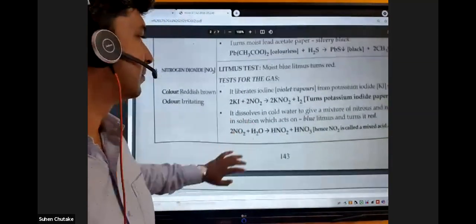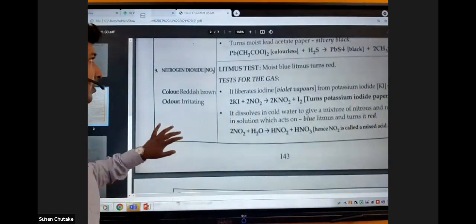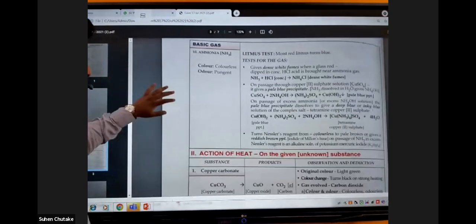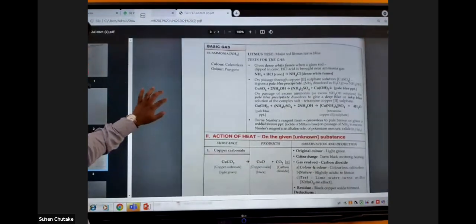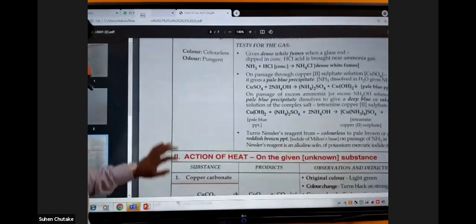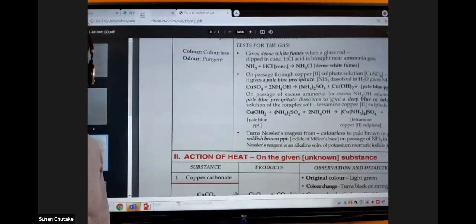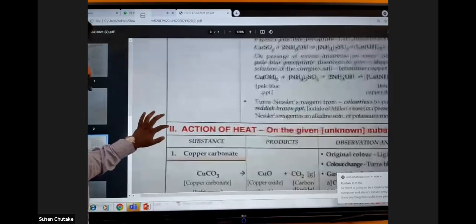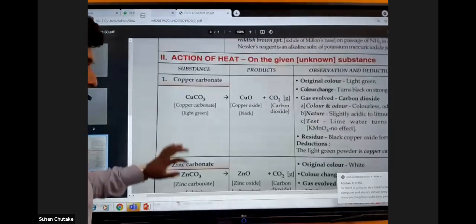It turns the starch iodide paper to brown. Then basic gases like ammonia is a basic gas. Again, it can be identified by treating it with HCl because it will give you dense white fumes of NH4Cl. Hence, it's easy to identify NH3 as well. Its odor is pungent, it's colorless, right? With copper sulfate, it will give you ammonium sulfate and copper hydroxide, which is blue in color. That's another way to identify your ammonia gas.